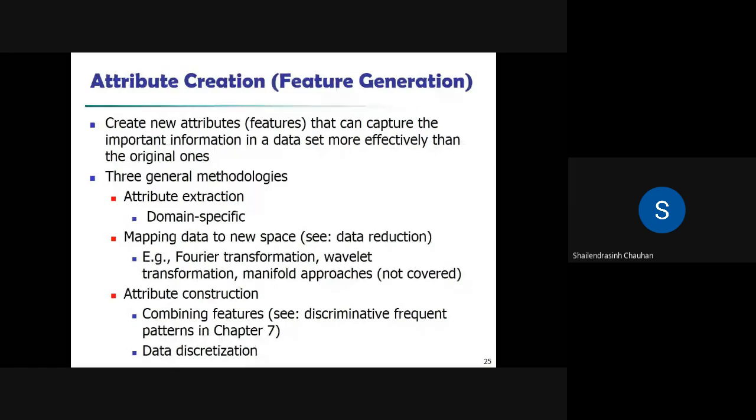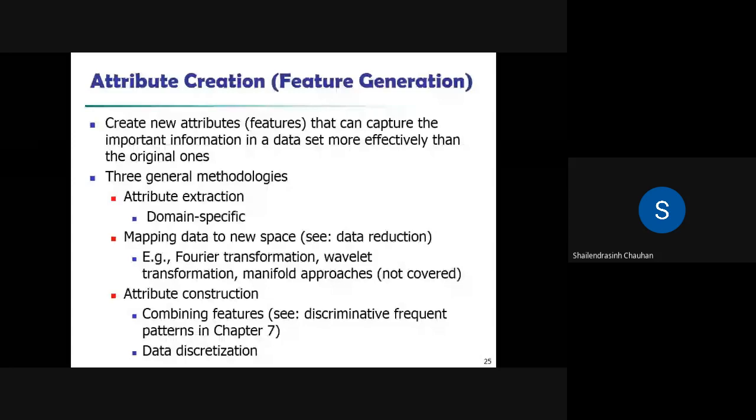So create a new attribute that can capture the important information in the data set more effectively than the original one. Right? In the original data set, a total of 100 attributes are there. Out of 100, let us say 5 attributes can be represented with a single attribute. So you can remove those 5 and create one which represents the same thing. Now you will be having 96 attributes instead of 100. In the same way, you perform the same thing with all the attributes, and you can have fewer attributes compared to the original data set.